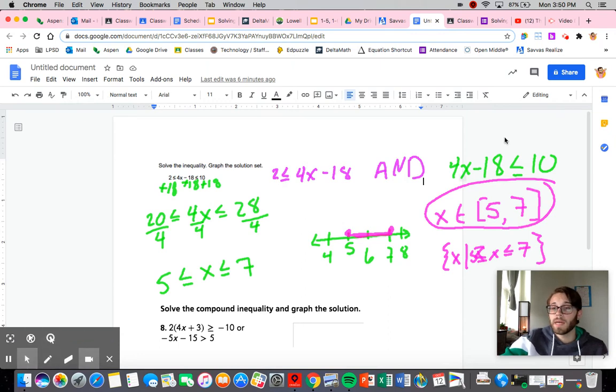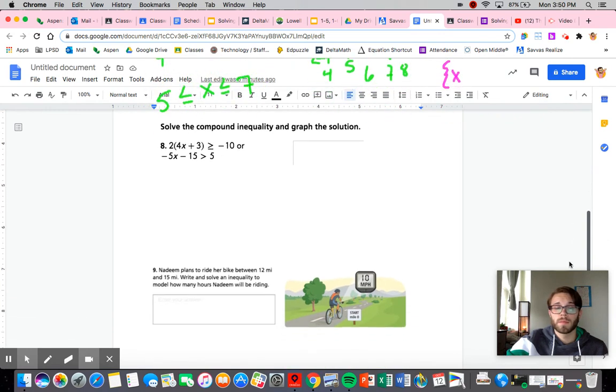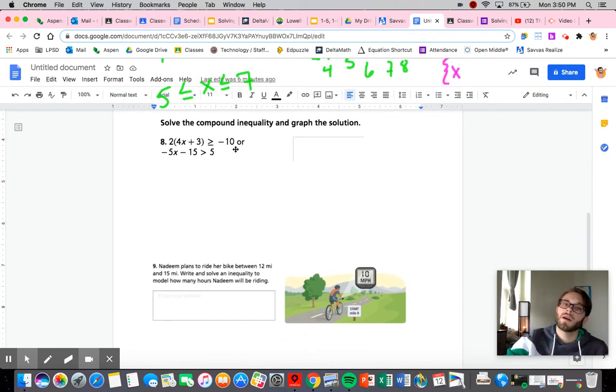All right, so that's and. Now let's look at an or problem. So we're solving the compound inequality and graphing the solution. All right, so essentially when we're dealing with or problems, we're dealing with the problem on the left and then we're dealing with the problem on the right.